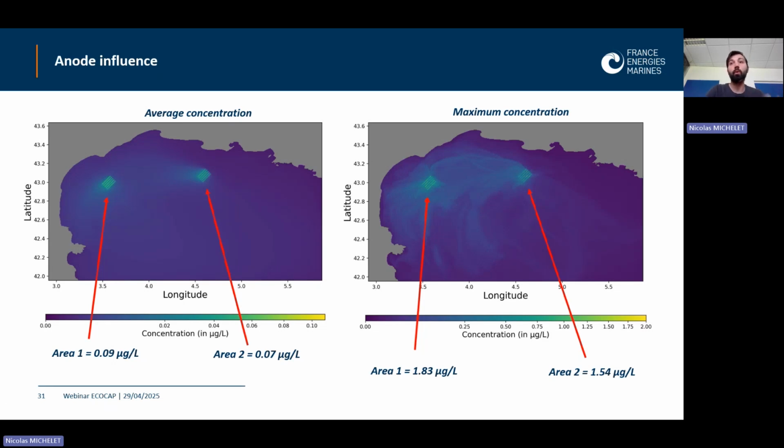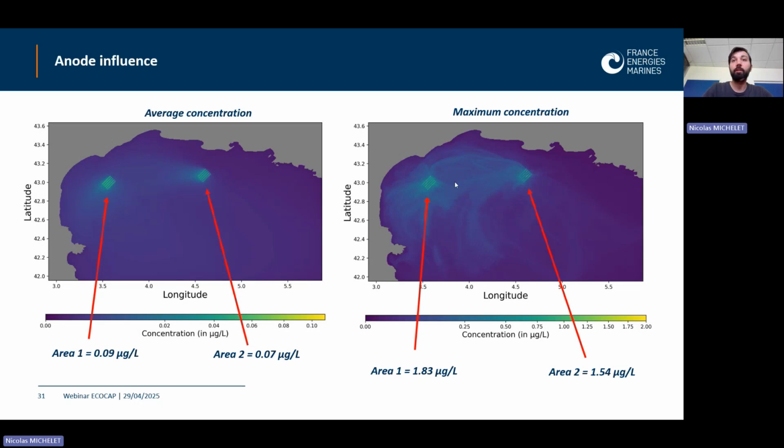We considered the worst case scenario, so we look mainly at the maximum concentration that could occur during the 2 years. So we can see that these concentrations are higher. For the west part, western area 1, we have 1.8 microgram per liter, but for the area 2, we have 1.5 microgram per liter. So we can see that the hydrodynamics is very important for these concentrations and could really influence the impact of the anodes in the environment.